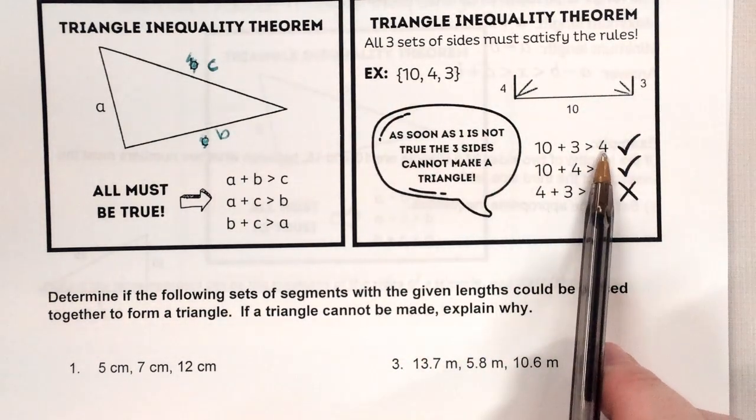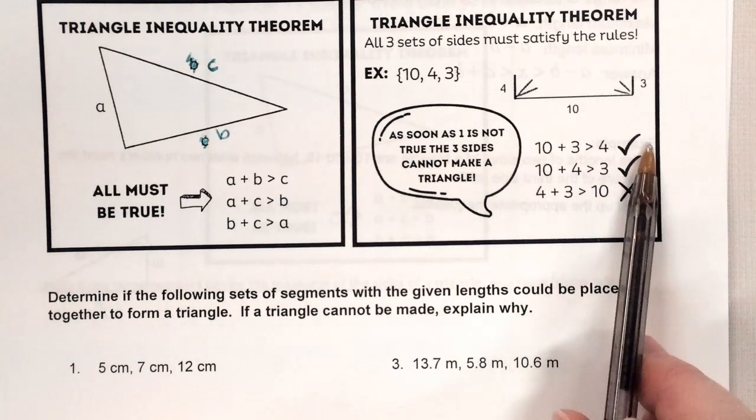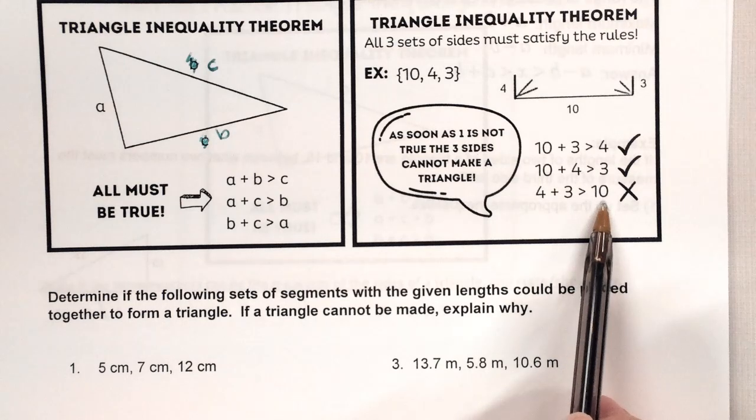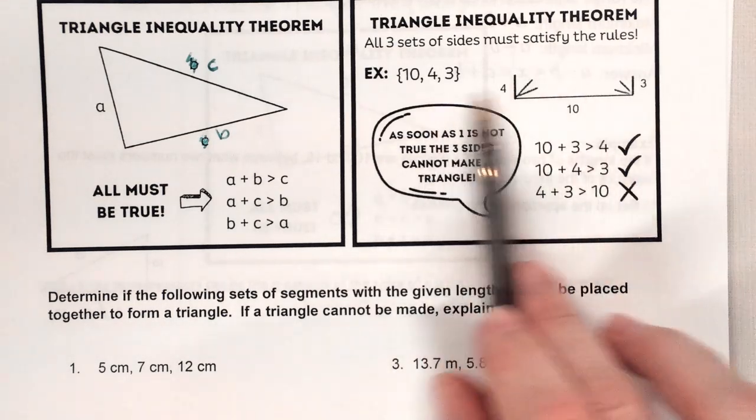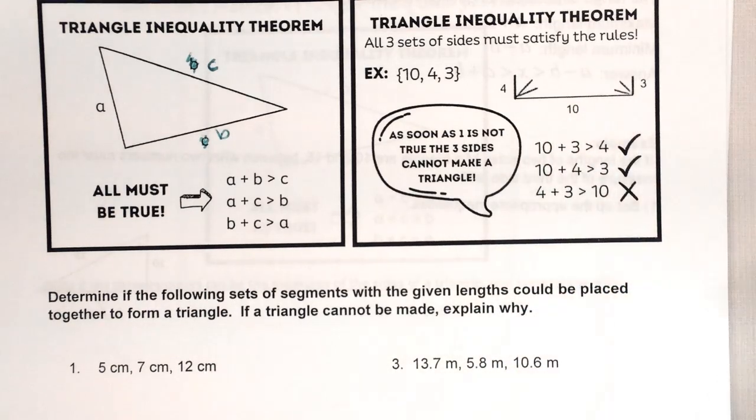Well, 10 plus 3 is greater than 4, that is true. 10 plus 4 is greater than 3, which is true. 4 plus 3, is that greater than 10? No. And that's why this is not a triangle. If you look, these little sides will never touch, therefore it couldn't be a triangle.